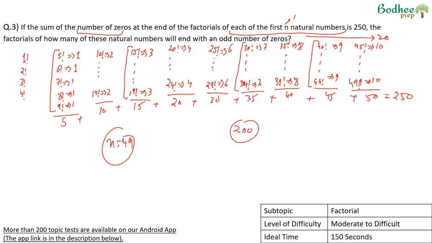Yes, not a very efficient way of solving, but what I'm saying is the answer will be there. 2.5 to 3 minutes, depending on how easily you're able to see the pattern and whether the increase in the number of zeros at multiples of 5 and multiples of 25 is clear, will determine how much time we take. But easily 2.5 to 3 minutes to solve the question. I'd say moderate to difficult level of question. This one, as far as factorials is concerned.